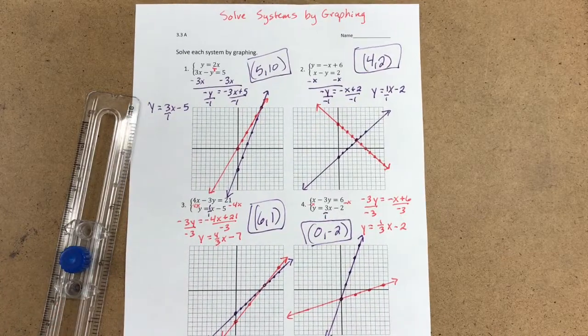To solve systems by graphing, pretty much all we do is graph both lines and then look to see where they intersect. And that point where they intersect is the answer.